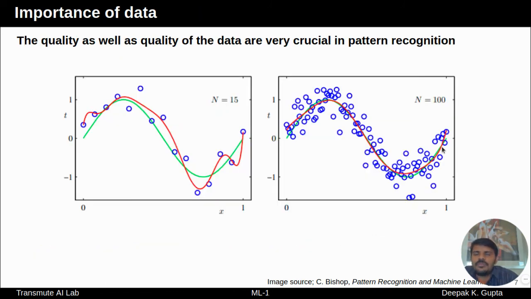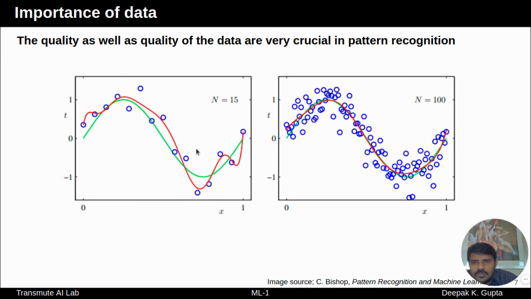Now, apart from the model complexity that we saw, what is the importance of the data for a pattern recognition system? As it sounds, if the model is data driven, then of course, for the pattern recognition system to work well, you need the data. But how does the amount of data really impact your pattern recognition system? This we can see from two examples here. Here, n denotes the number of samples. We again have the green curve, and we have blue circles, which are samples with noise sampled from the curve.